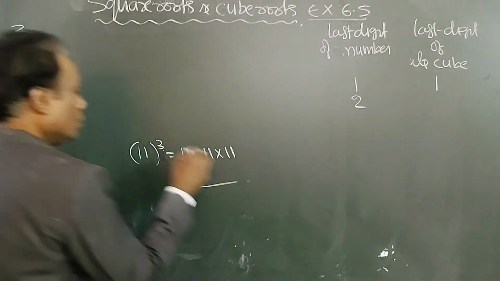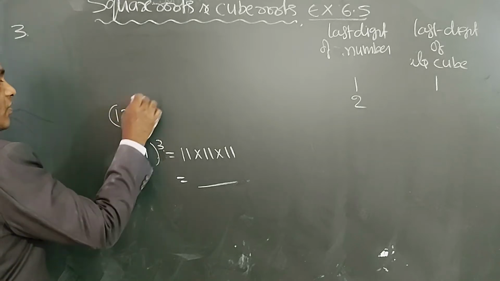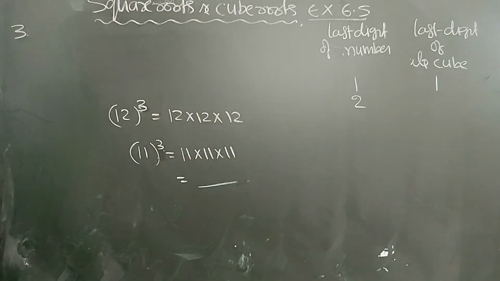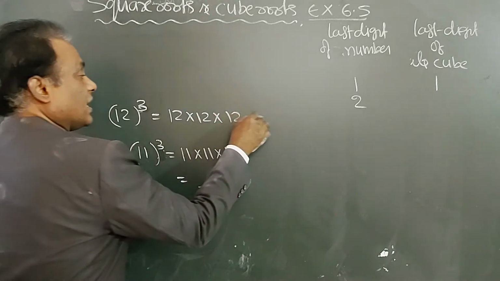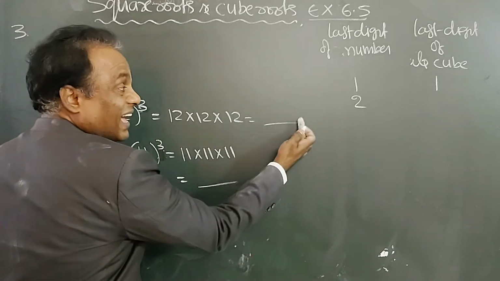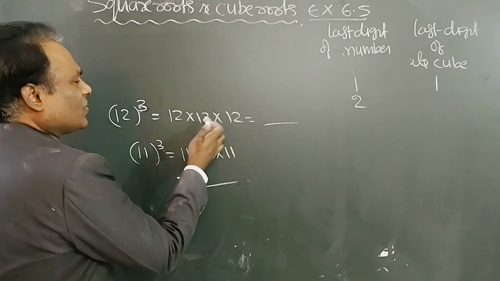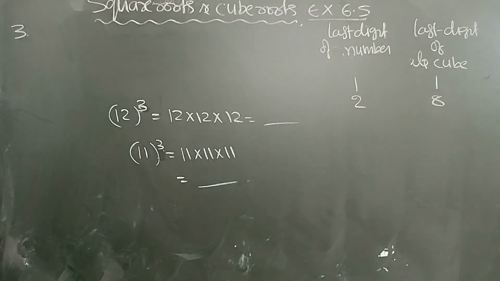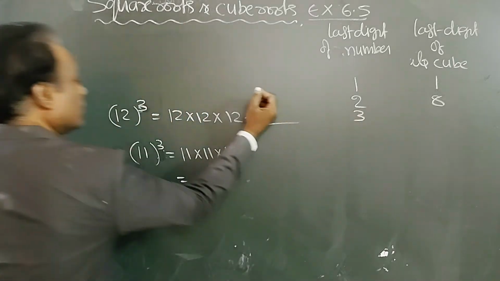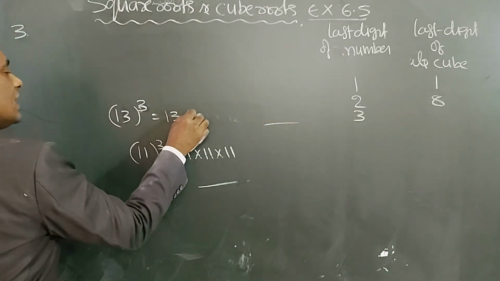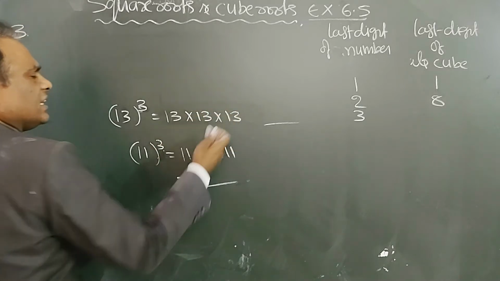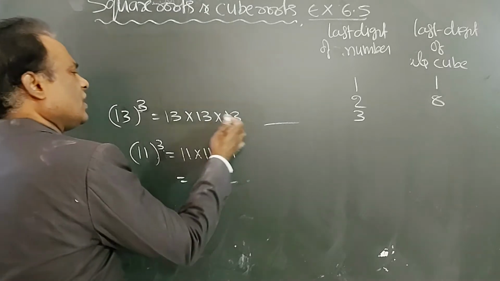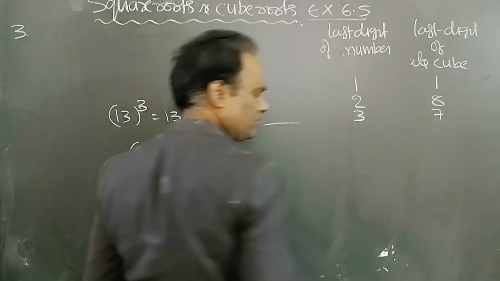Suppose the number ends in 2, say 12. 12 cube is 12 into 12 into 12. If you calculate, we will get some answer. In that, the last digit is 8. Suppose the last digit is 3, and I want 13 cube. You find 13 into 13 into 13. 13 into 13 is 169, and 169 into 13 you can find out. The last digit will be 7, since 3 times 9 is 27.